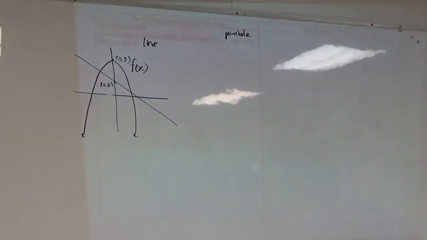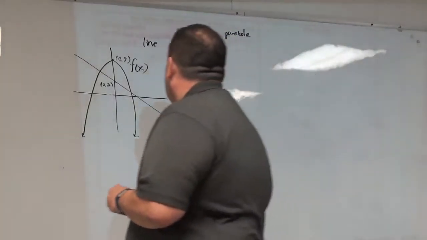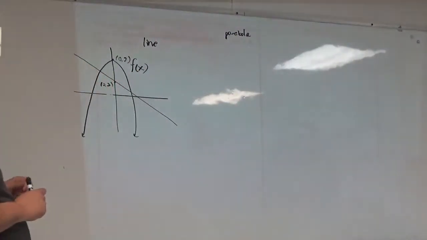Find the total area bounded by the curves f of x equals negative 2x squared plus 3 and g of x equals negative x plus 2.